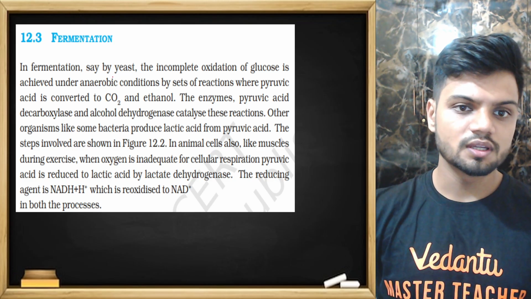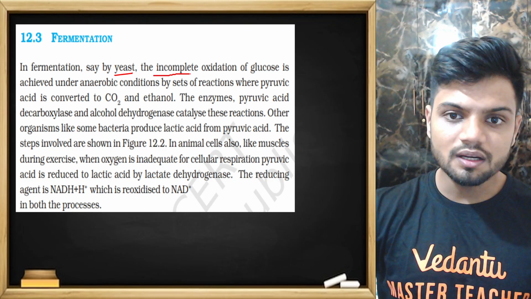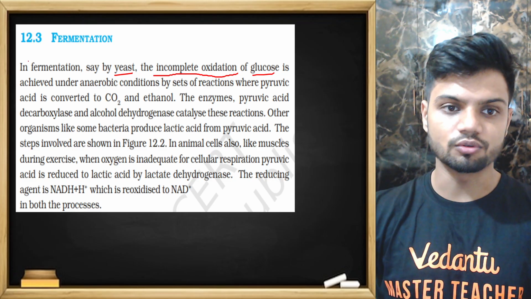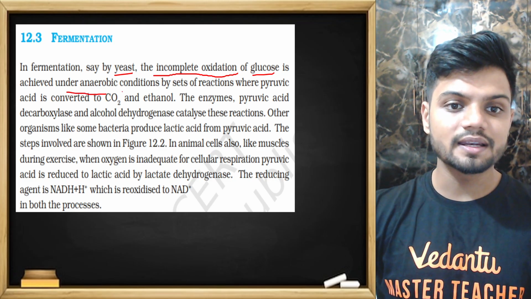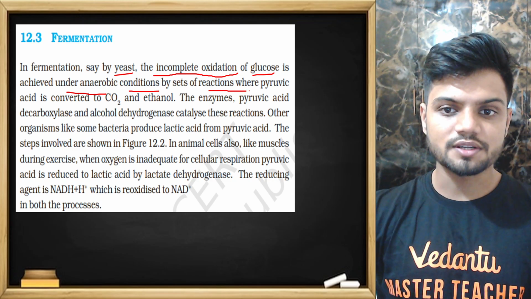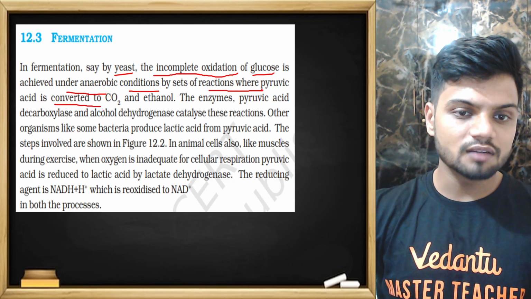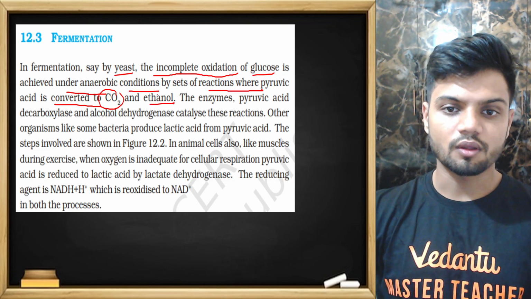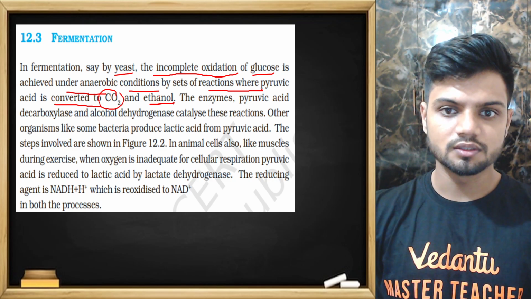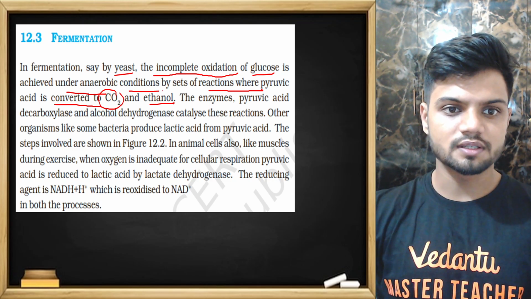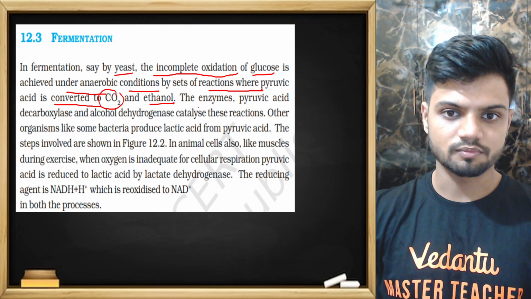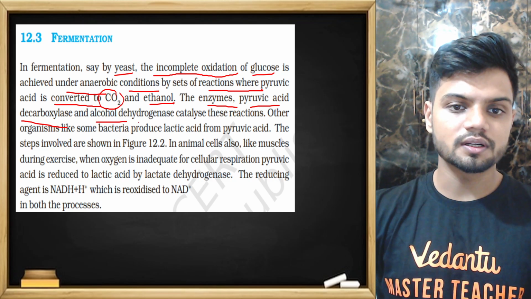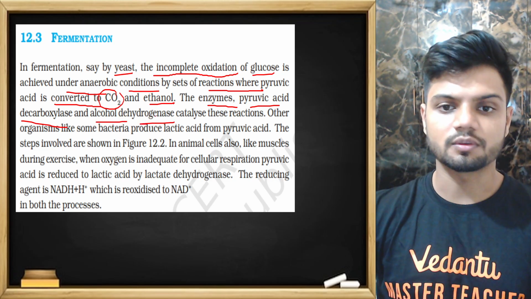In fermentation, say by yeast, the incomplete oxidation of glucose is achieved under anaerobic conditions by a set of reactions where pyruvic acid is converted to CO2, all of you know, and ethanol. That is alcoholic fermentation, right? The enzymes are pyruvic acid decarboxylase and alcohol dehydrogenase, two enzymes in alcoholic fermentation.